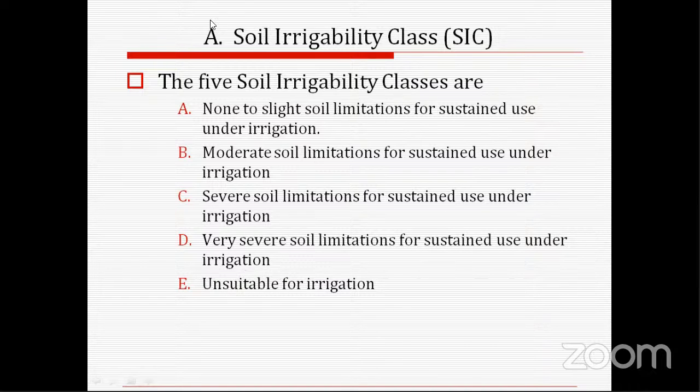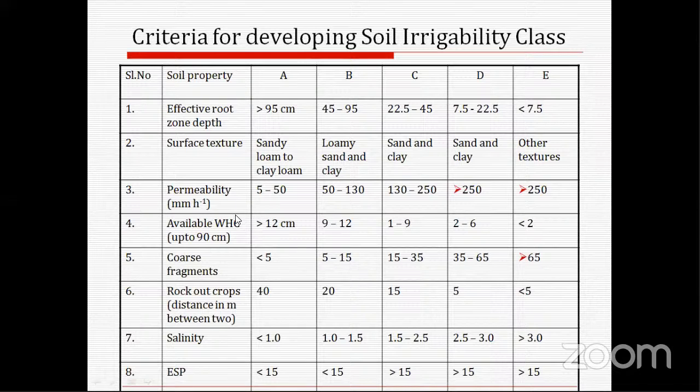Now we will see, this is what I'm mentioning, students. The criteria for developing soil irrigability class. Based on which criteria are we going to see the soil irrigability classification? So we know what A, B, C, D, E are, which I mentioned here. Now we will see these. Based on soil properties, under which class, which character should be present is presented here.